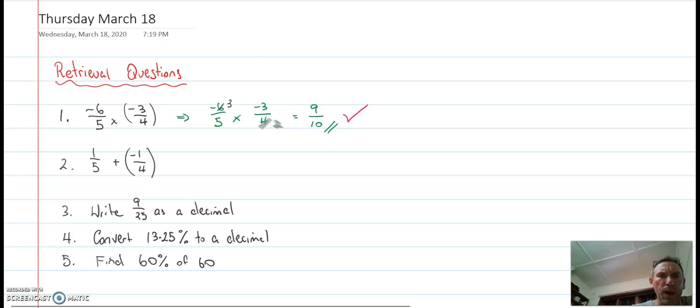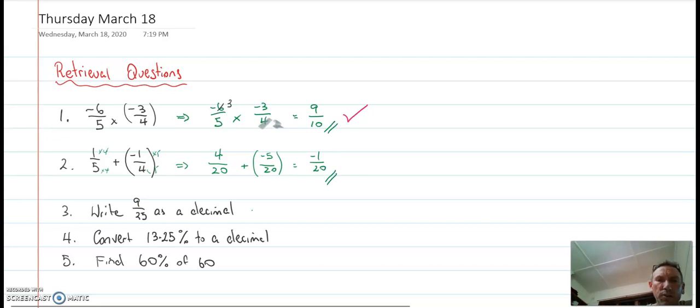Okay, next one. Now I'm adding fractions with different denominators. I better get them into the same language. Fifths and quarters. How about we go with twentieths? So 1/5 becomes, well, I'm timesing by 4, so I times by 4, times by 4. So I've got 4/20ths here. What am I doing with the 4? I'm timesing by 5, so do the same with the -1. I've got -5/20ths. So 4/20ths plus -5/20ths. Well, what's happening here? 4 add -5. I am at -1/20. There's my answer.